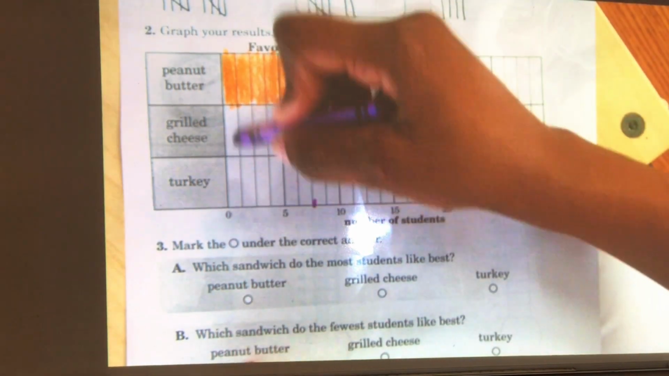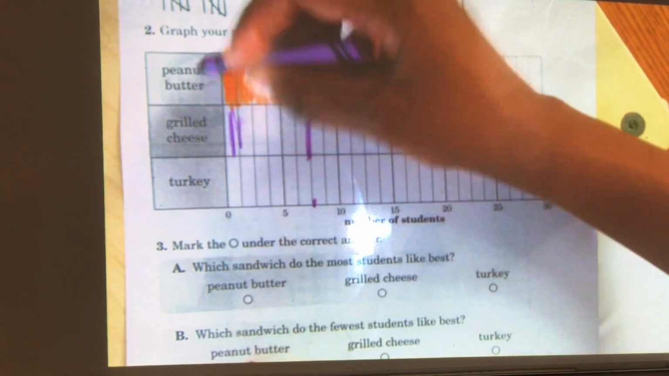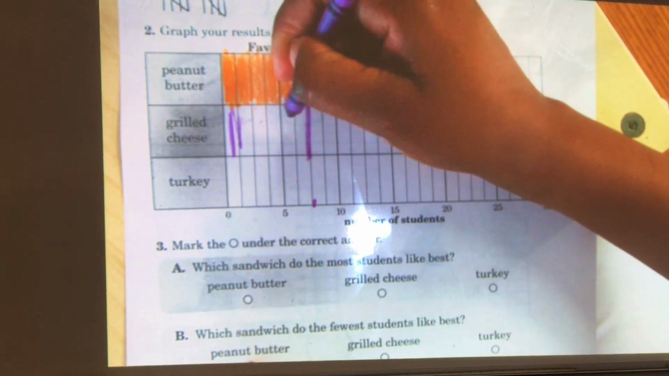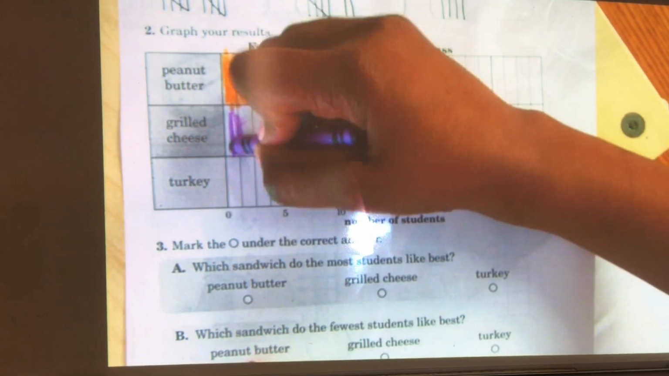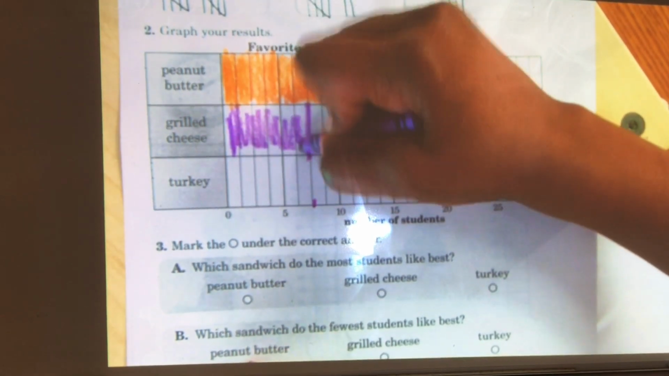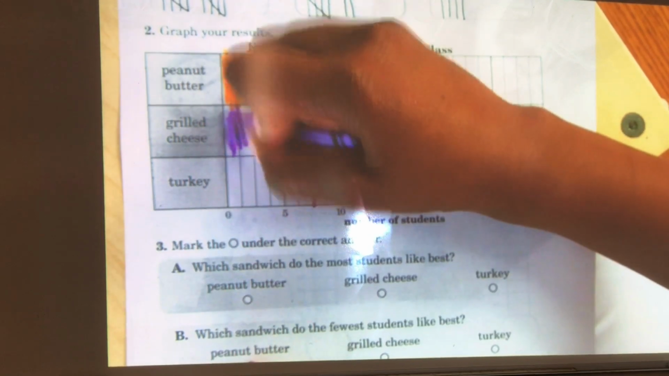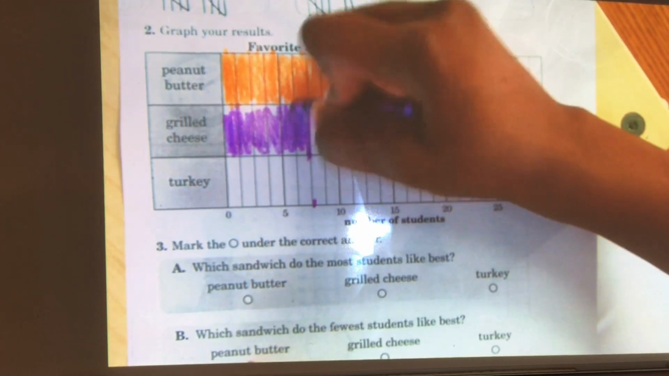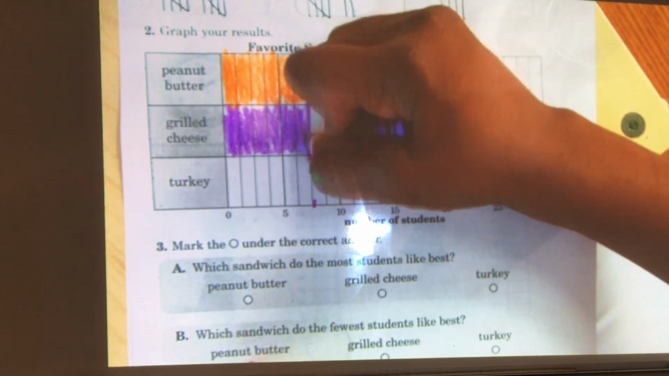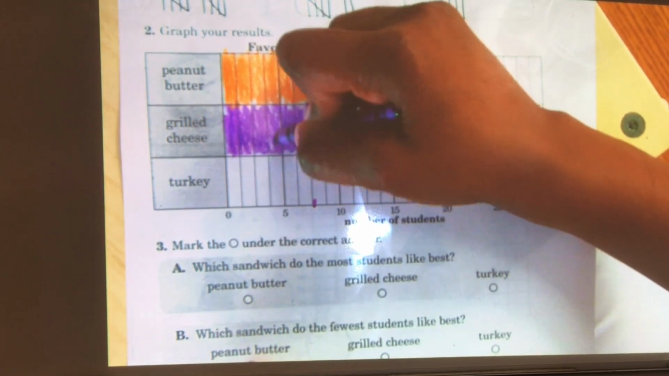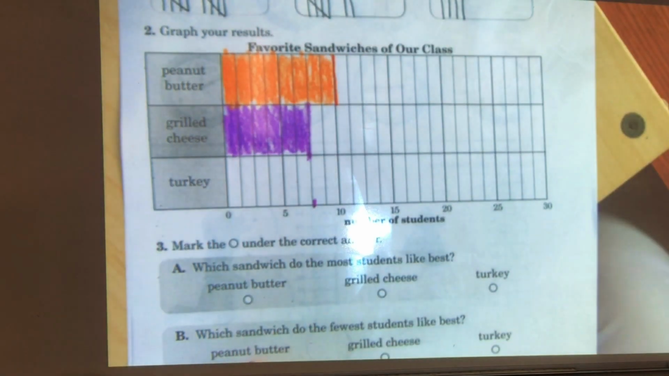So now I'm going to go ahead and color in my 7. So if I count 1, 2, 3, 4, 5, 6. This is 5, 6, 7. And once again, I'm just kind of coloring a little roughly, but I want you guys to do your best. Take your time, relax, and enjoy coloring. All right? So now I have a total of 7 students that love grilled cheese sandwiches.